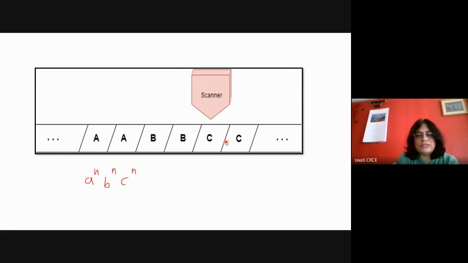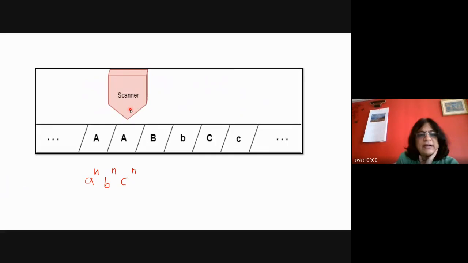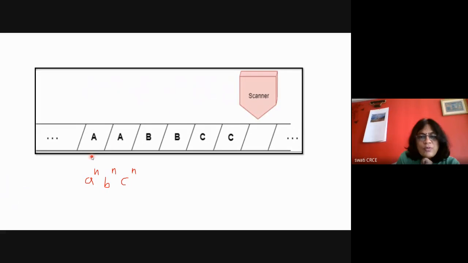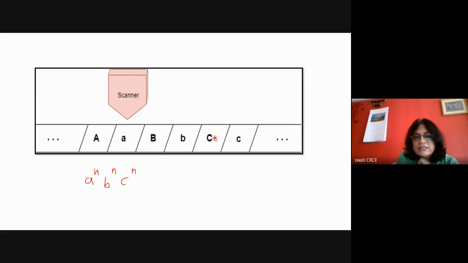The logic to solve such a problem is that you keep that string on the machine, with the read head, the scanner, called the read-write head. What is done in this example is that small a is replaced with capital A. Let's see it from the beginning. Small a is replaced with capital A, then this b is replaced with capital B, and this c is replaced with capital C.